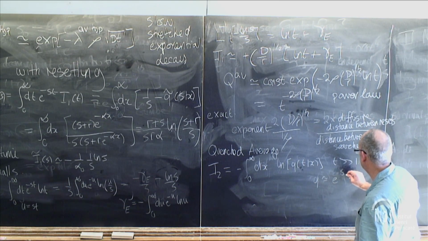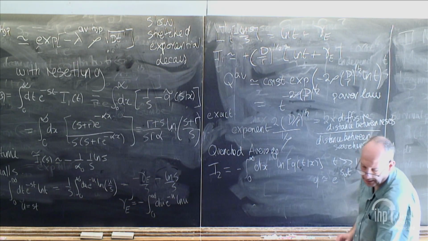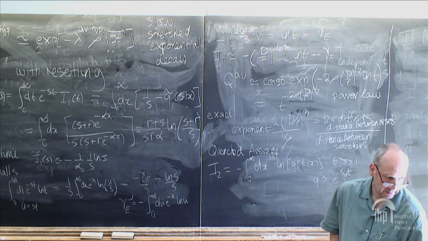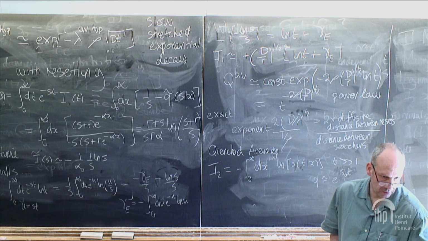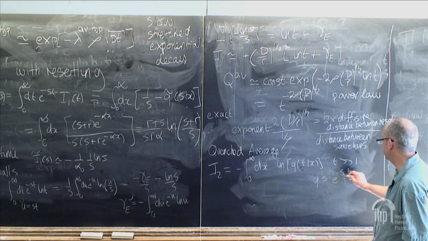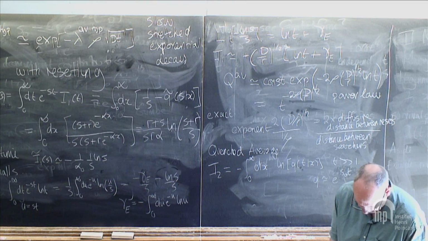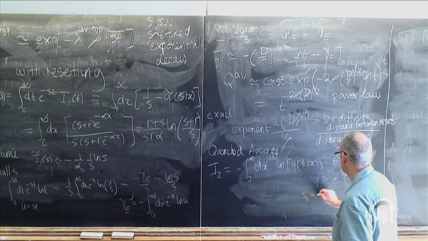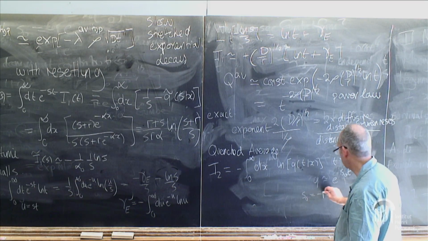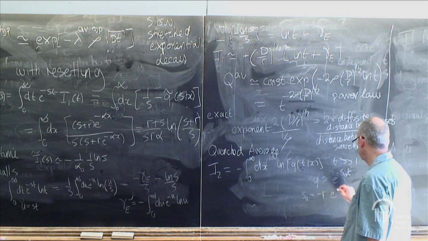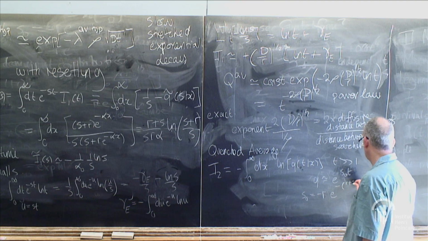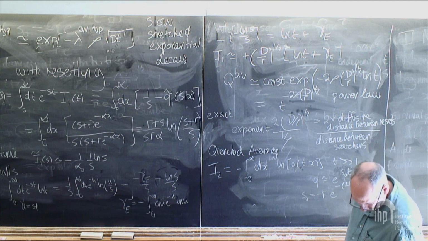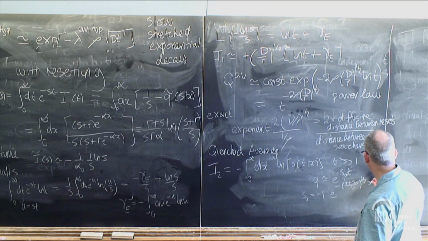It was e to the s naught t. Because remember that came from the pole in the Laplace transform of Q. And here we need to keep in the expression for s naught. Remember, s naught was given by minus R e to the minus R plus s naught over D to the half times x naught.